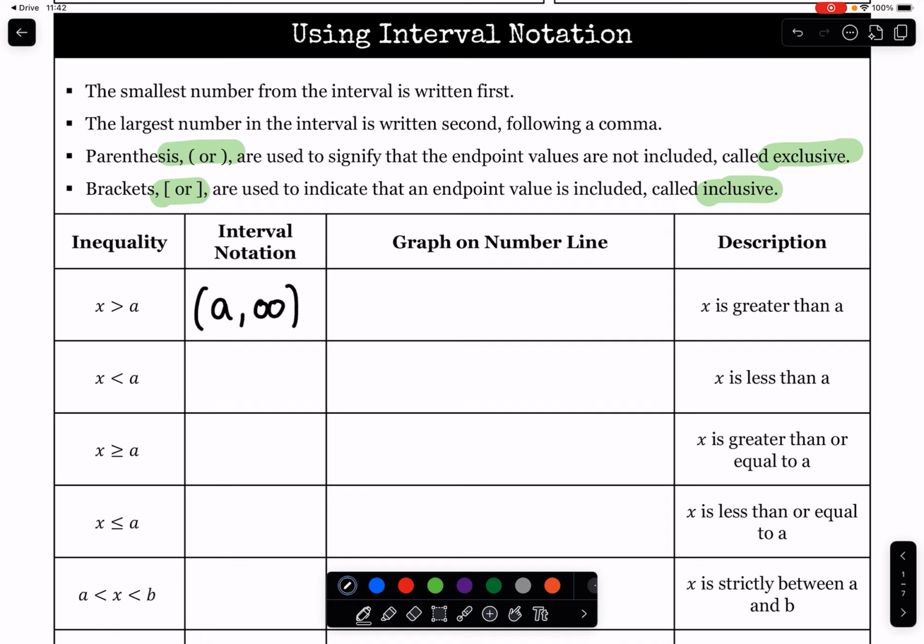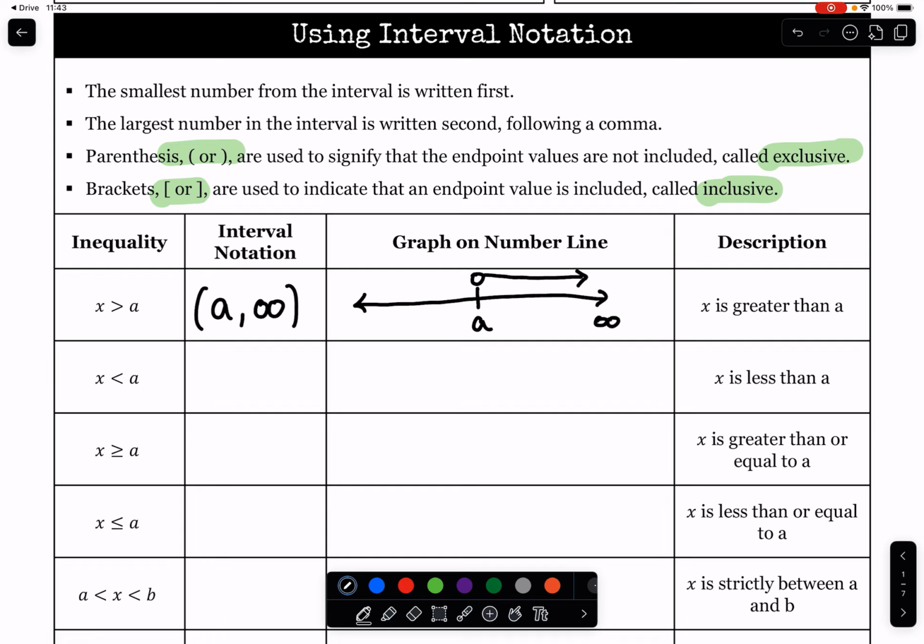Now as a number line, this concept that the value of x is going to be strictly greater than a and not equal to a is indicated by having an open circle over a, and all of our x values being greater would be to the right of that value, again going towards positive infinity.